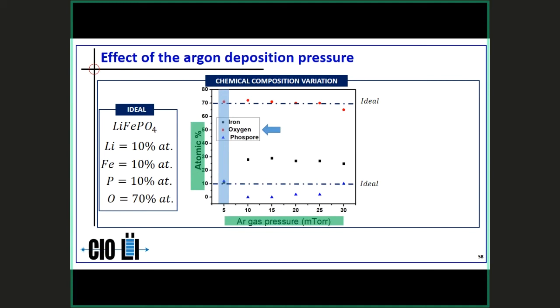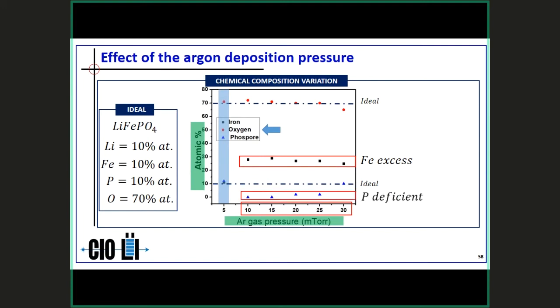For the rest of the samples, 10 to 30 mTorr, we observed that the iron was above the ideal value. Therefore, we have iron in excess. And regarding phosphorus, it was below the ideal value, telling us that there is a phosphorus deficiency. In the case of oxygen, it was observed that this value decreases as we increase the argon deposition pressure.